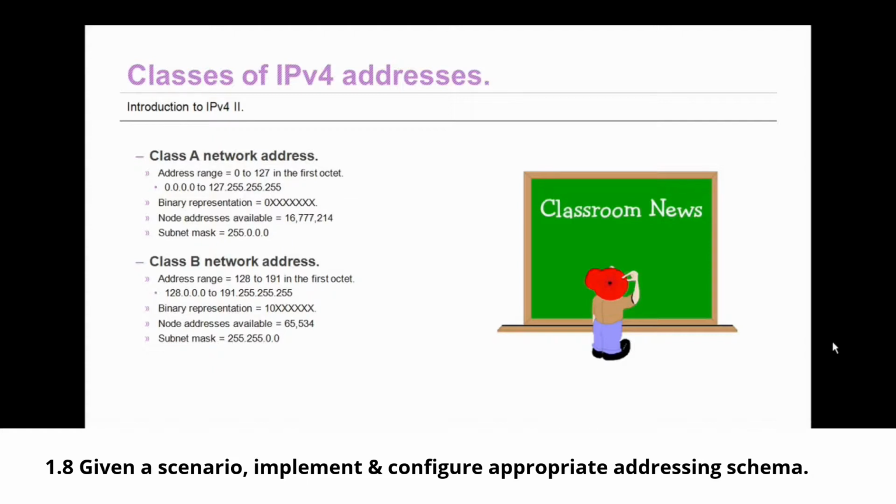Then there are Class B network addresses. They have an address range of 128 to 191 in the first octet. That means that Class B networks can have a range of 128.0.0.0 up to 191.255.255.255. The first octet on the left always has a binary representation that begins with a 10. Now, Class B network addresses give us a possible 65,534 hosts.